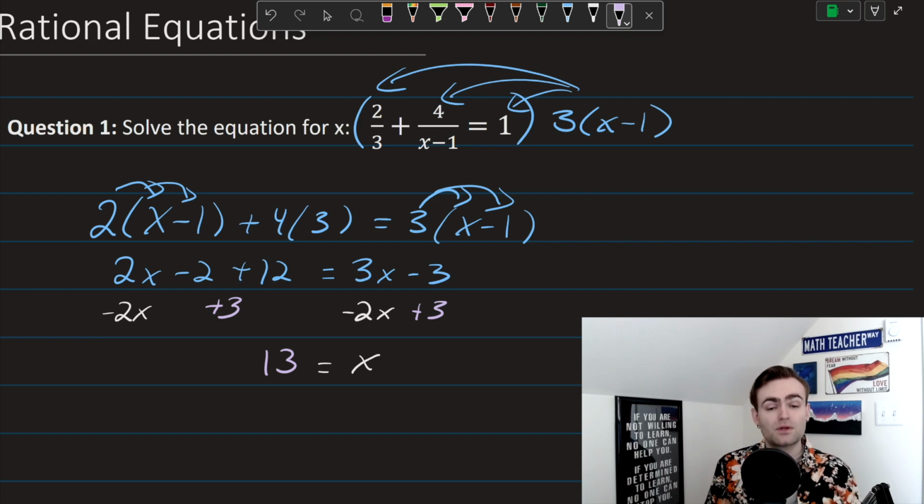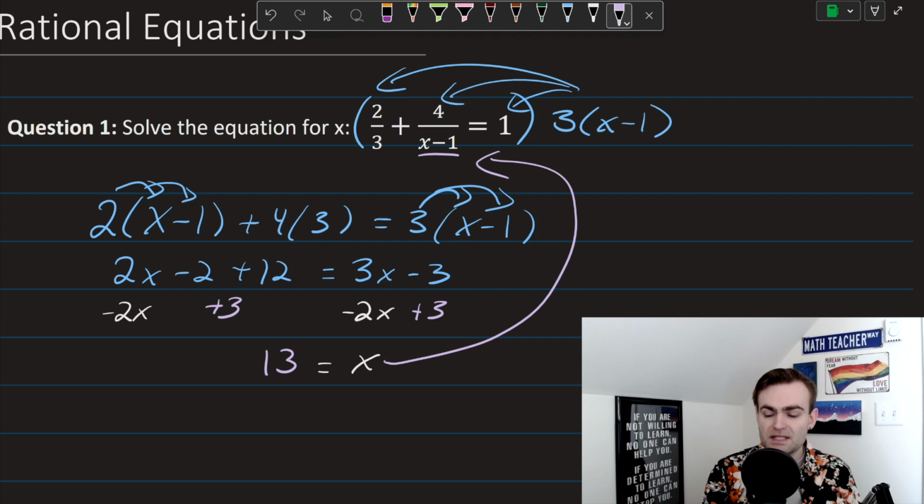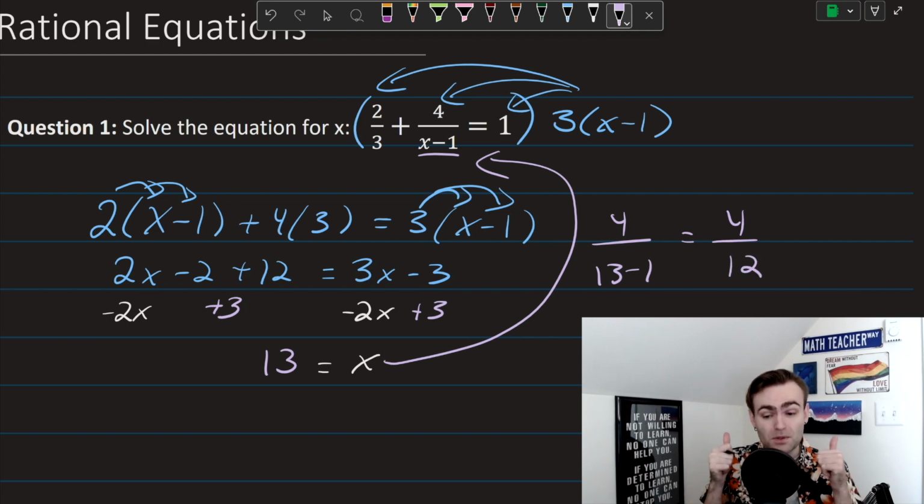So x is equal to 13, but we're not done. We're going to check this into our original equation where we have this x minus 1. And if I plug in my 13 there, I get 4 over 13 minus 1. So I get 4 over 12, and we are allowed to divide 4 by 12, so 13 is our answer here.